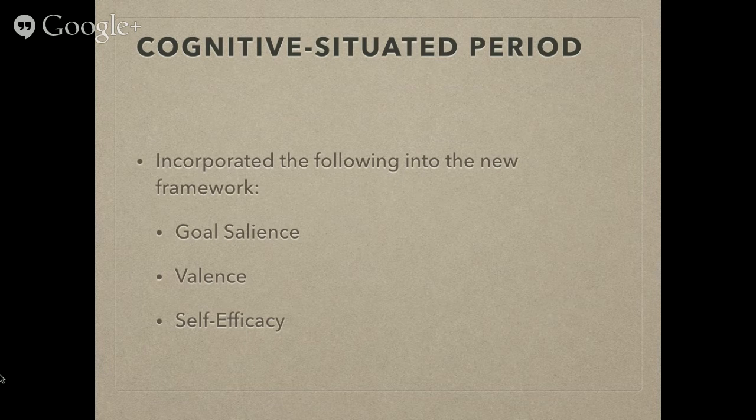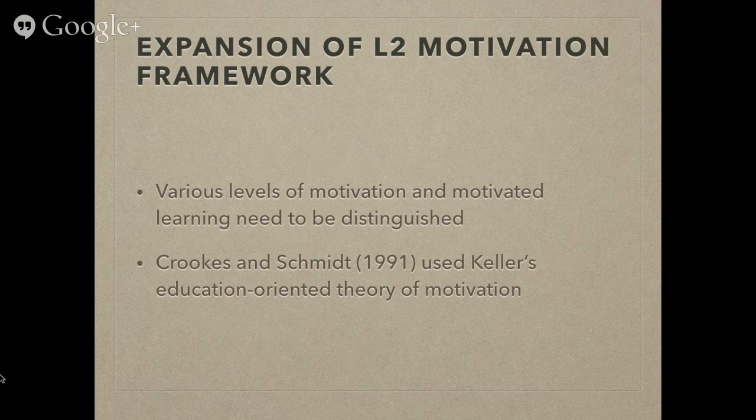Valence is a fancy word for value. So what value is attached to the task itself? And then self-efficacy. As we talked about last week, basically, how confident do you view yourself as being in the completion of this task? So what we see here is we expand the L2 motivation framework to include those three things. And in L2 motivation, we came to the conclusion that there are various levels of motivation and learning that need to be distinguished.